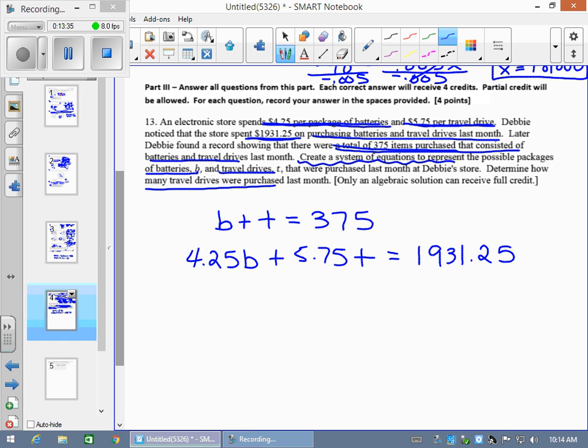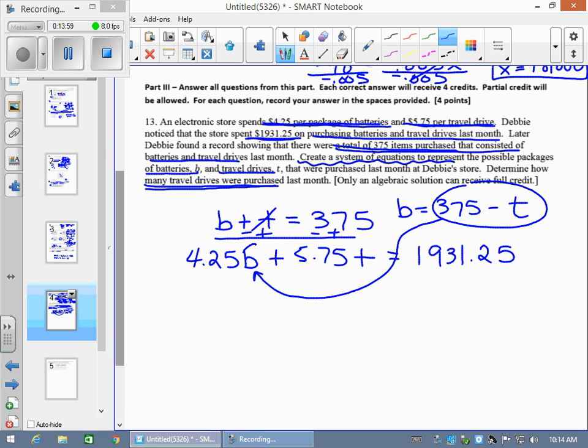So there's more than one way to solve this. You could have tried elimination or substitution. I chose substitution. So I took my first equation and I solved for B. So I got the equation B is equal to 375 minus T. Now I'm going to take that value for B and substitute it in for B in my second equation. So I get 4.25 times my new value for B, which is 375 minus T, plus 5.75 times T equal to my total. And now I'm going to solve for T.